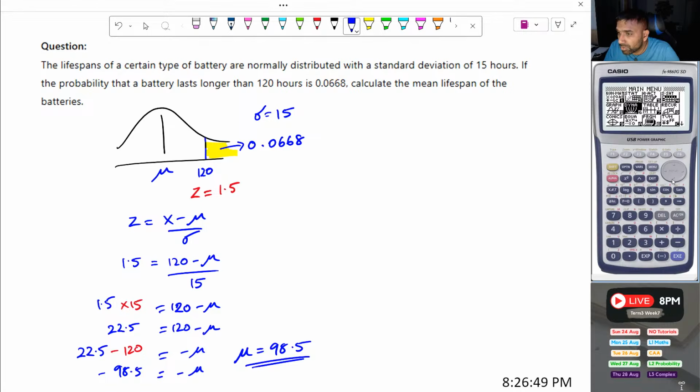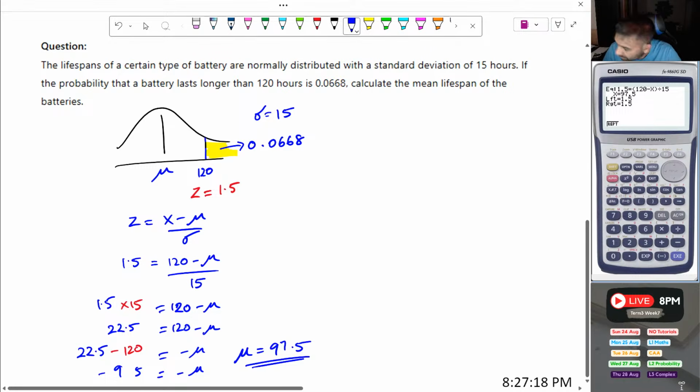So we're going to go into menu, go into equation mode, solver, and we're going to punch this in. So we've got 1.5 is equal to, and inside the bracket we've got 120 minus X, close bracket, and that's divided by 15. And there we go. Our 97. Oh yeah, sorry, 97, not 98. That's my bad. Can't believe none of you guys picked that up. 97.5 was the answer that we're looking for.